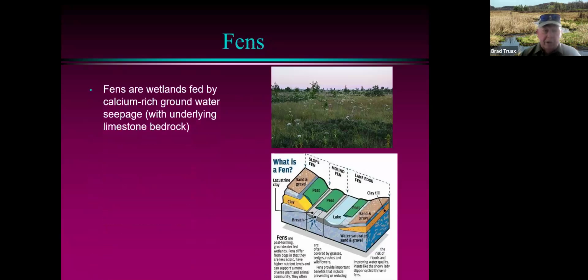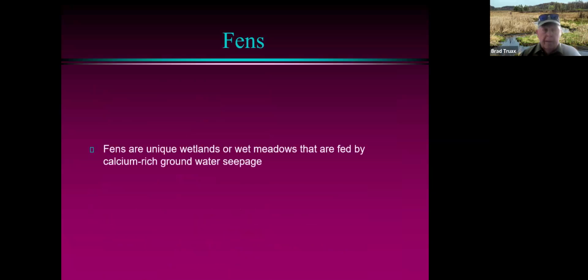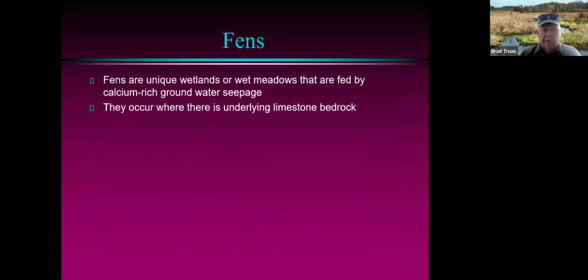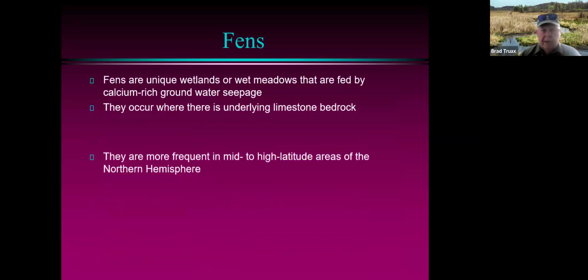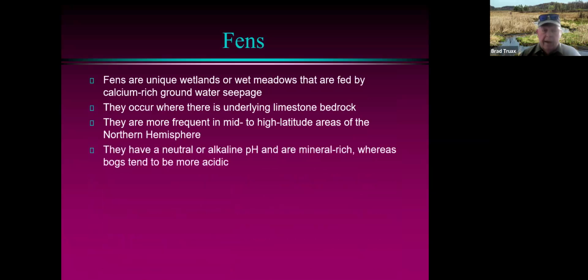So again, a fen is a little bit different. Fens are wetlands that are fed by calcium-rich groundwater, and that's due to the underlying limestone bedrock. Fens are dominated by sedges, grasses, rushes, and wildflowers, and they are peat accumulating wetlands as well. So again, they're fed by this calcium-rich groundwater seeping upward, and they occur where there's underlying limestone bedrock. They're a little bit more frequent in mid to high latitude areas of the northern hemisphere, and they have a neutral or alkaline pH, and they're very mineral rich.